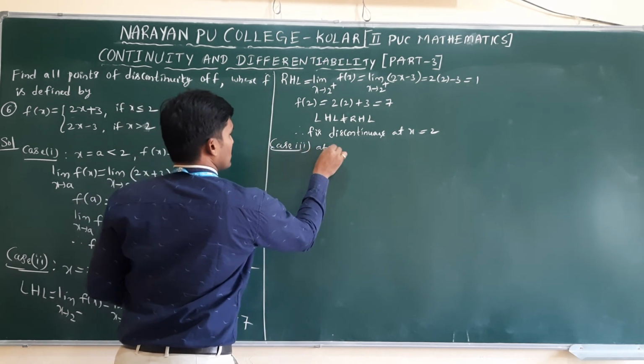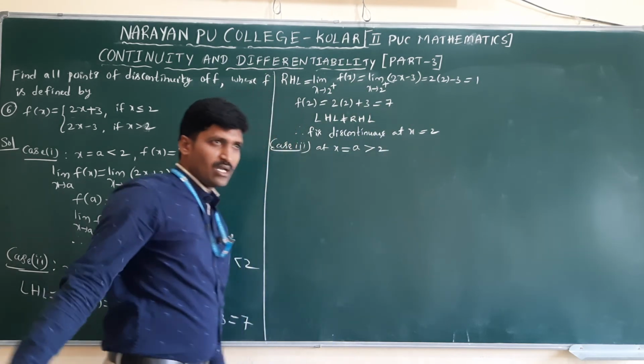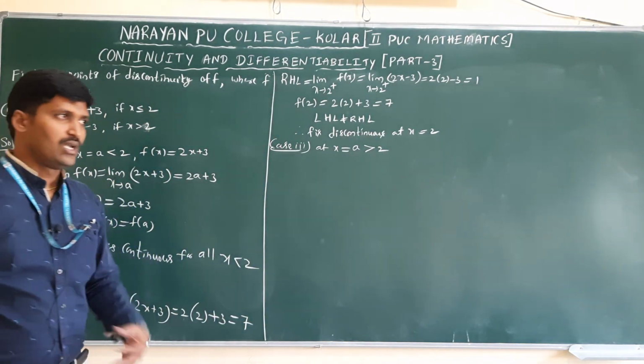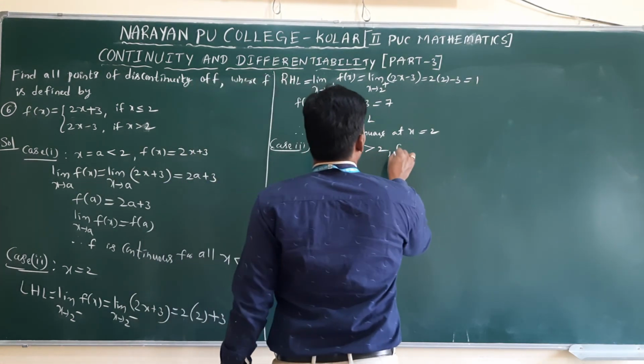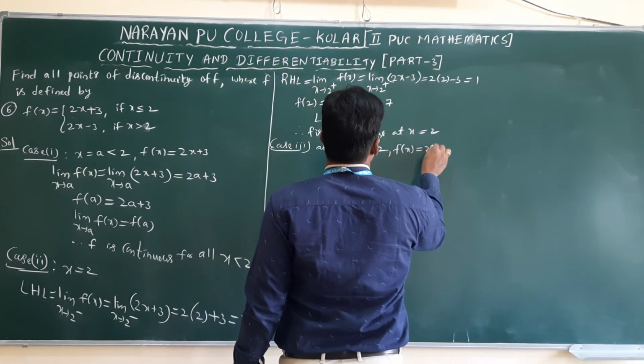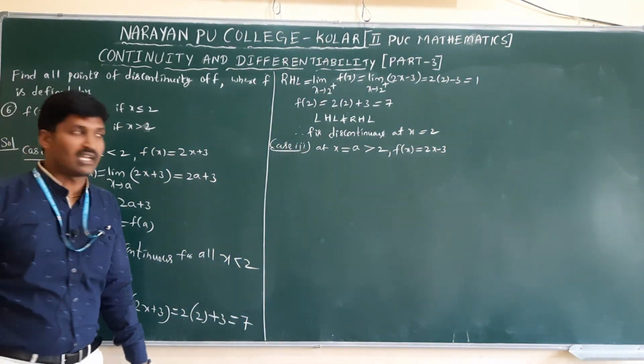Next, we need to check one more case: only greater than 2. At x equal to a, where a is more than 2. Because more than 2 has several values, we are not able to take a single value, that's why we take the symbol a. For more than 2, the function defined is 2x minus 3.